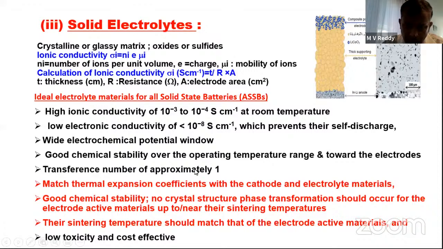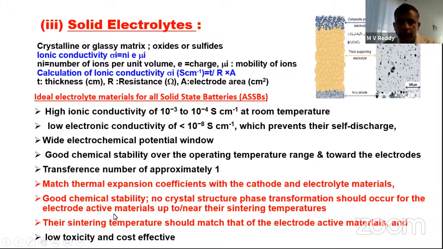And also what they call the transference number, nearly close to 1, would be good, but mostly we will not get that. Sometimes with the cathode and anode materials we are using, sintering is very important to make a good contact between the cathode, anode and electrolyte layer. So the thermal expansion coefficient has to match with both the cathode and electrolyte system. As I told you for the liquid electrolyte, we need good chemical stability and no crystal structural transformation during the heating or during the electrochemical cycling.